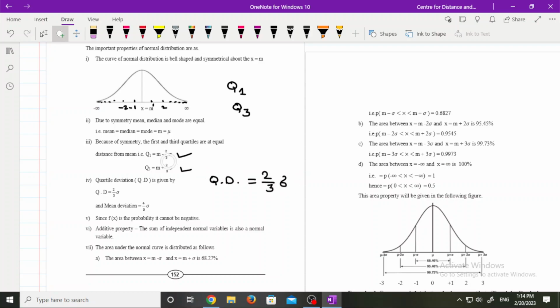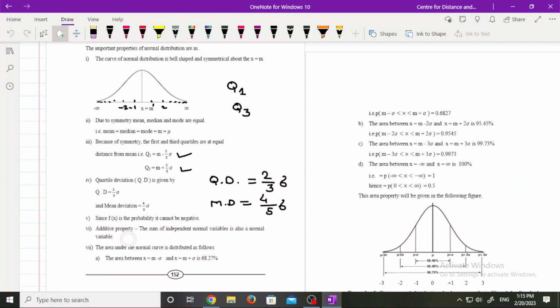Q1 is given by the formula Q1 is equal to m minus 2 by 3 sigma, Q3 is given by the formula Q3 is equal to m plus 2 by 3 sigma, and quartile deviation is given by the formula 2 by 3 sigma. Then mean deviation, M.D., is given by the formula 4 by 5 sigma. Here since f of x is the probability, it cannot be negative.